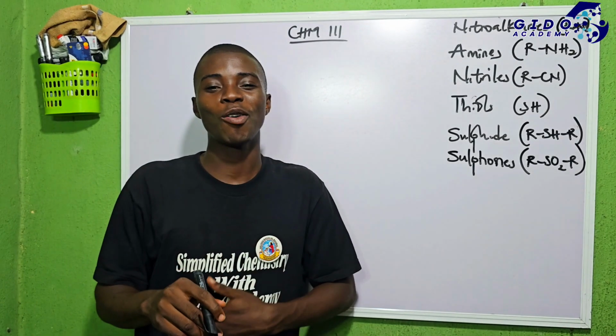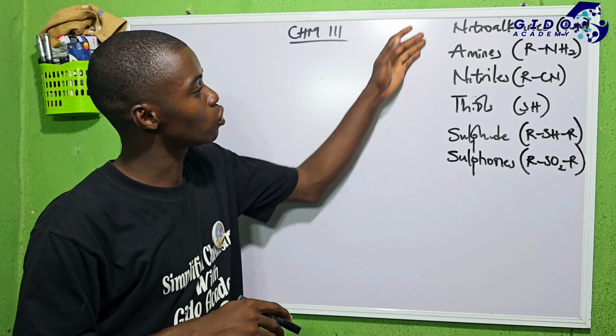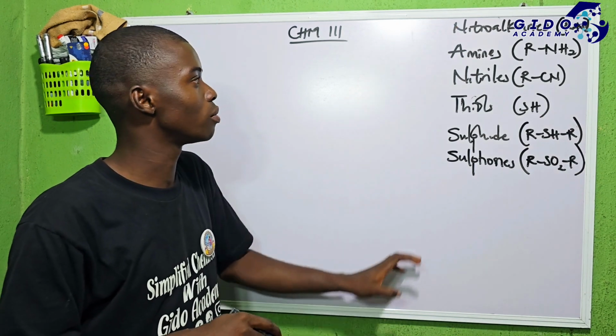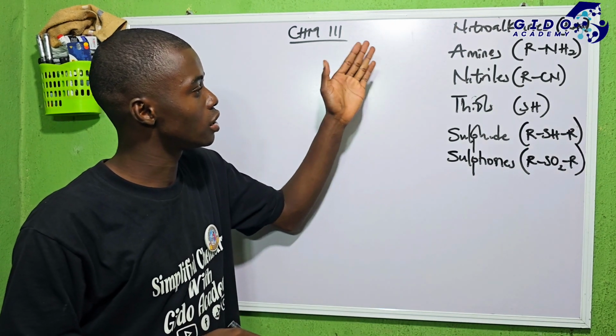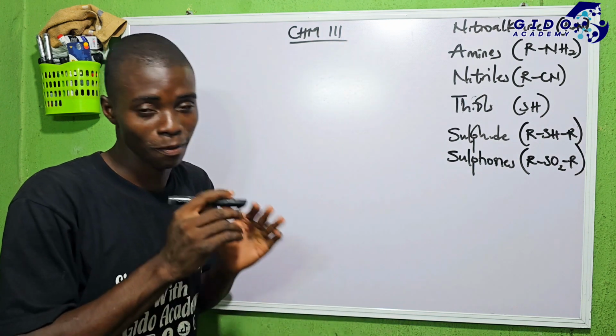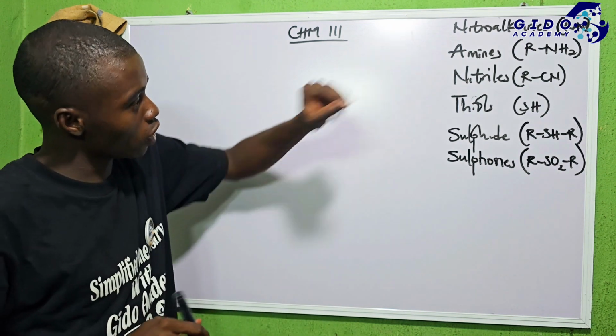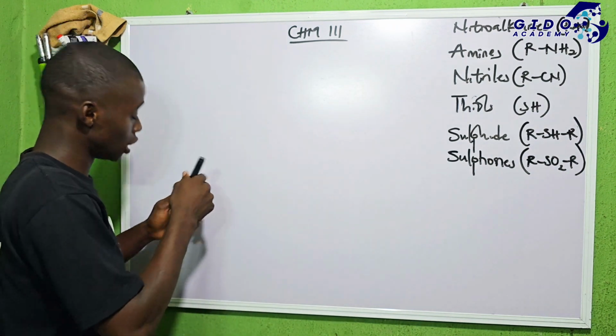Good day everyone. I welcome you to another episode of CHM 111, and in this particular video I want to run through these functional groups, which are the nitroalkane, the amine, the nitrile, the thiols, the sulphide, and the sulphones. So let me quickly pick the nitroalkane group.